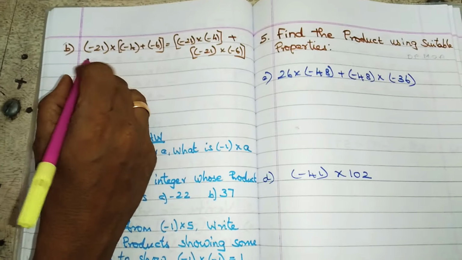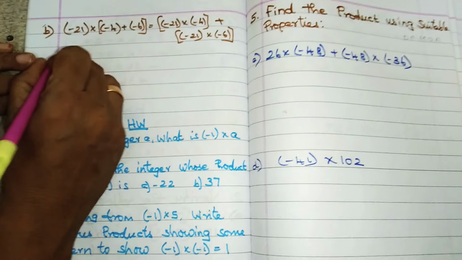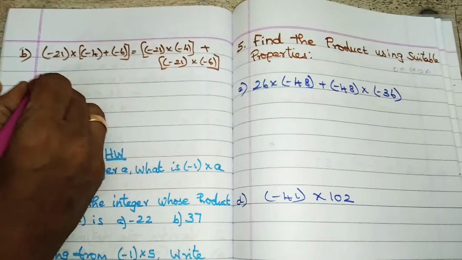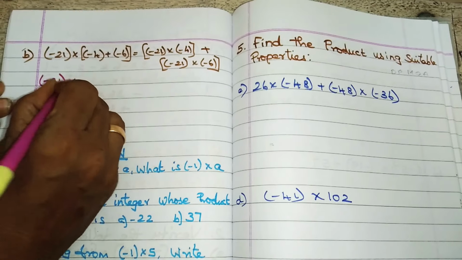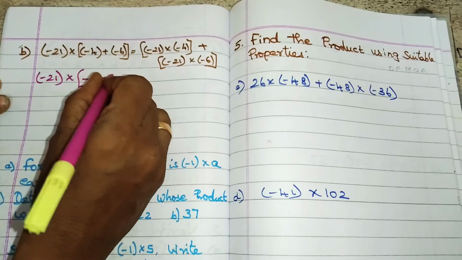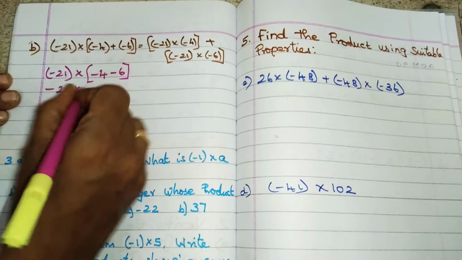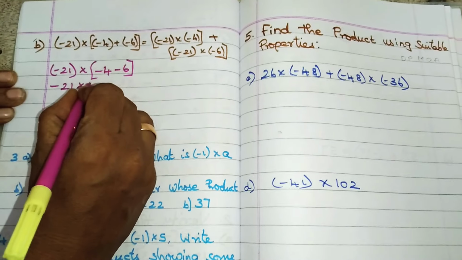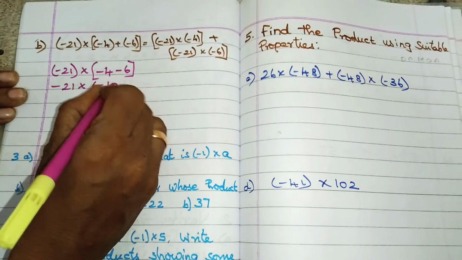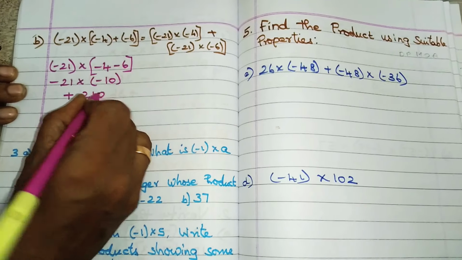Going on to the B question, the same, but signs are different for the numbers. So we will solve the LHS first. So minus 21, let it be as it is, into within brackets minus 4 plus into minus, minus 6. So minus 21 into same numbers, add and put the same sign, which is 10. So minus into minus plus 210.